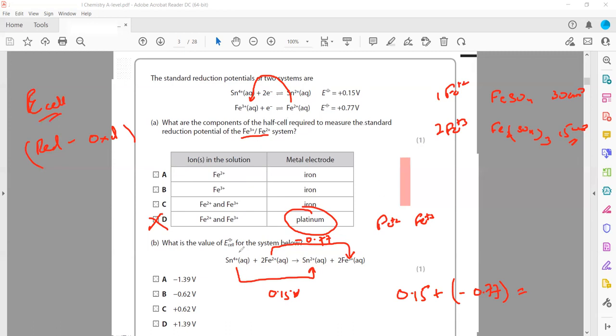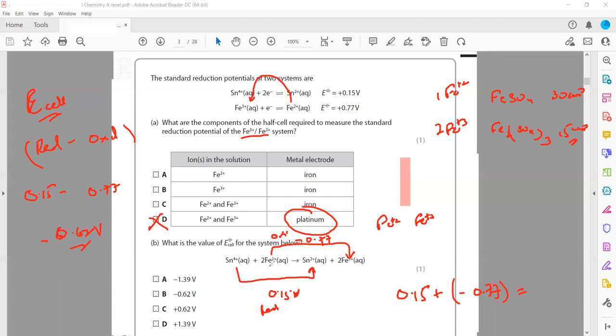So according to this equation, tin 4 converted into tin 2, so that is reduction. And iron 2 changes to iron 3, so that is oxidation. So reduction potential is how much? 0.15 minus oxidation potential is 0.77. So when we substitute, we'll get minus 0.62. We'll get the answer.